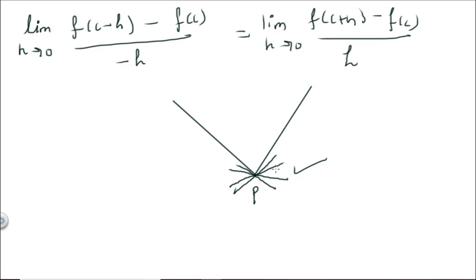So what do we mean by differentiability now? That if a curve or a function is differentiable, at every point of that curve, there exists a unique tangent only. Fine. Let us now move to the definition of differentiability.